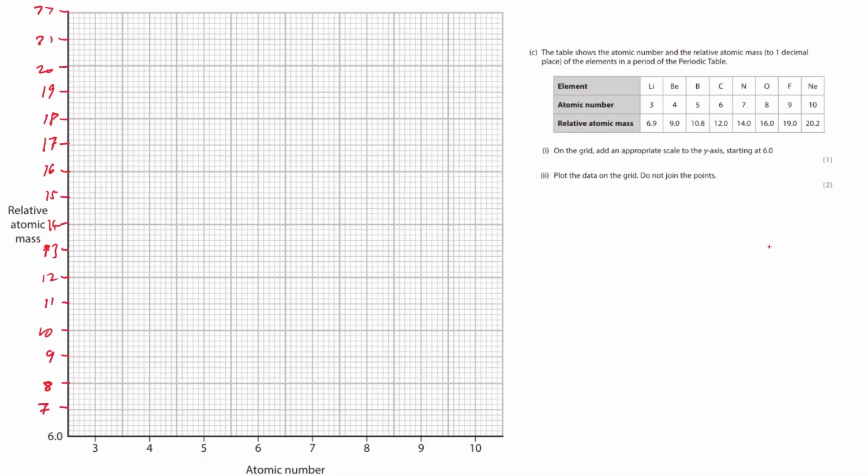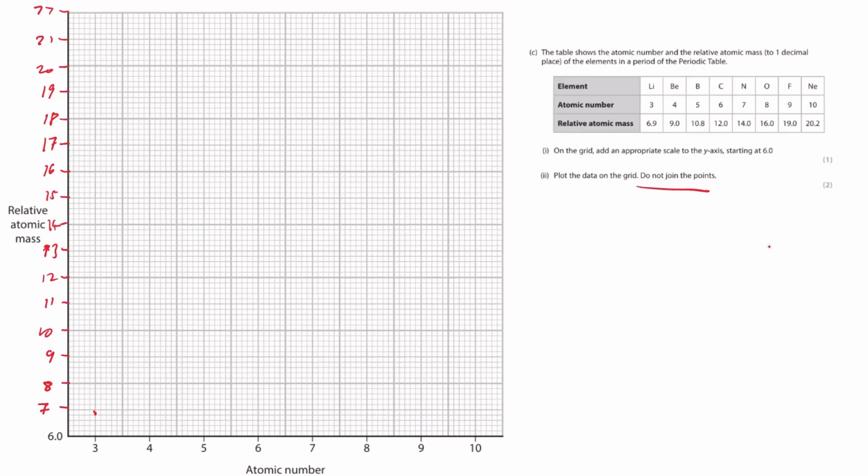Now let's see how we are going to mark these points. Plot the data on the grid. Do not join the points. That means they don't want us to draw a graph line. So when the atomic number 3 is 6.9, one box is 1, 2, 3, 4, 5. Only 5 boxes are there. So that means 1 box means 0.2. So 6.9 is somewhere in the middle, after 6.2, 6.4, 6.6, 6.8. That's the first point.